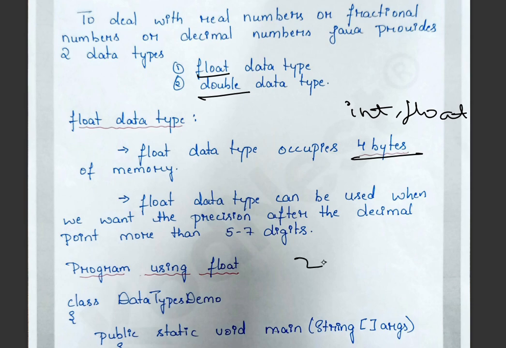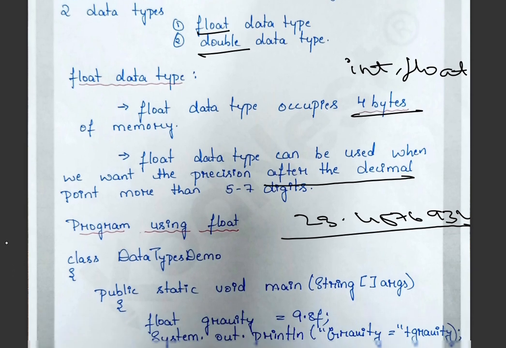So if we have something like 23.4567923, for this we use float. Just remember this: after the decimal point, up to 5 to 7 digits, we use float.